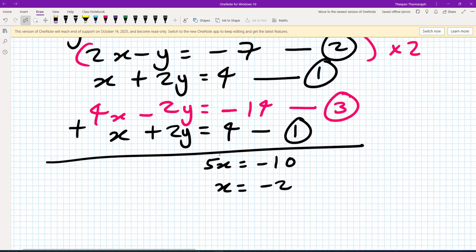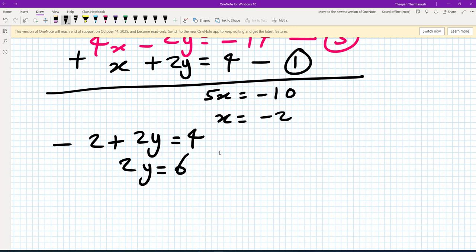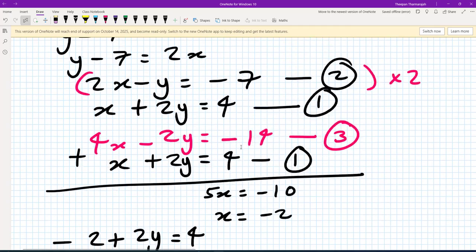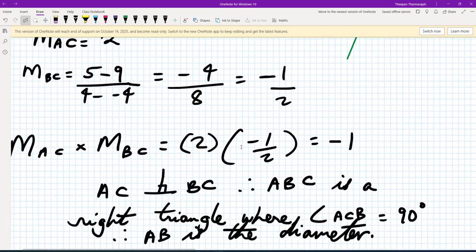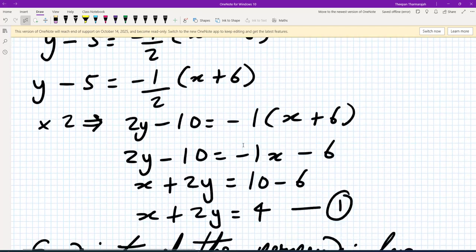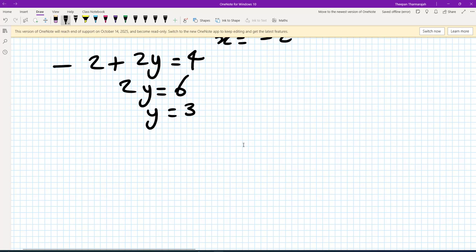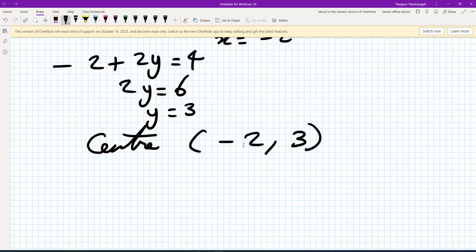Let's do a substitution. -2 plus 2y equals 4. 2y equals 6, therefore y must be 3. So we now know that the point of intersection of the pink perpendicular bisector and the green perpendicular bisector is the center of the circle, which is at -2 and 3. So we can say the center of the circle is at -2 and 3.